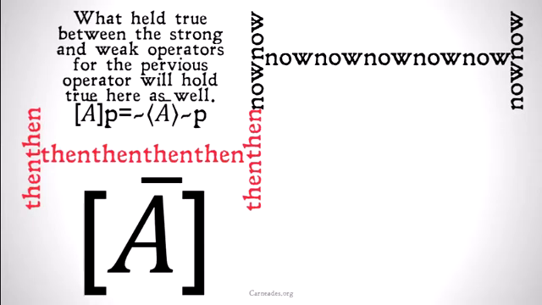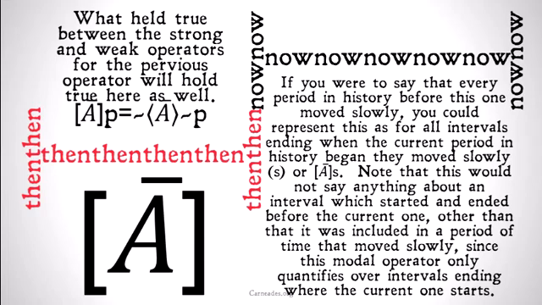Once again, all of these should be following the same pattern. What held true between strong and weak operators for the previous operator is going to hold true here as well. It's going to have that negation on either side of the weak operator once again for the strong operator, and the strong operator is going to be the exact same letter and line on top, but now just with a box around it. So, if you were to say that every period in history before this one moved slowly, you could represent this as, for all intervals ending when the current period in history began, they moved slowly. Or AS. Note that this would not say anything about an interval which started and ended before the current one, other than that it is included in a period of time that moves slowly, since this modal operator only quantifies over intervals ending where the current one starts.